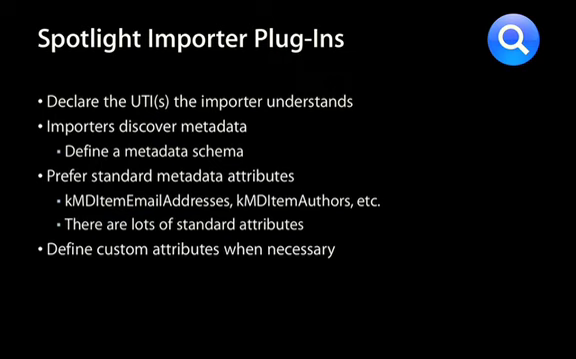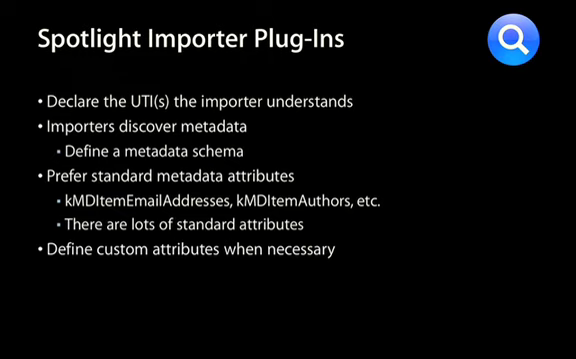The first thing that a Spotlight importer plugin does is it declares the UTIs that it knows how to index. This is, again, how Spotlight finds the appropriate plugin to use for any given file. They also need to define a metadata schema that basically declares the different kinds of metadata that the importer will be able to find about the files that it indexes.